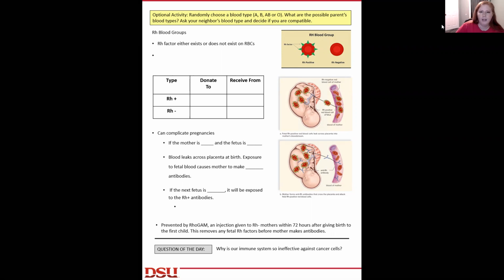Okay? So if RH factors are present on the red blood cells, you're said to be RH positive. If there are no markers for RH factor on the red blood cells, then you are RH negative. Okay, so either exists or it doesn't. This really only comes to be a problem with RH negative, okay?